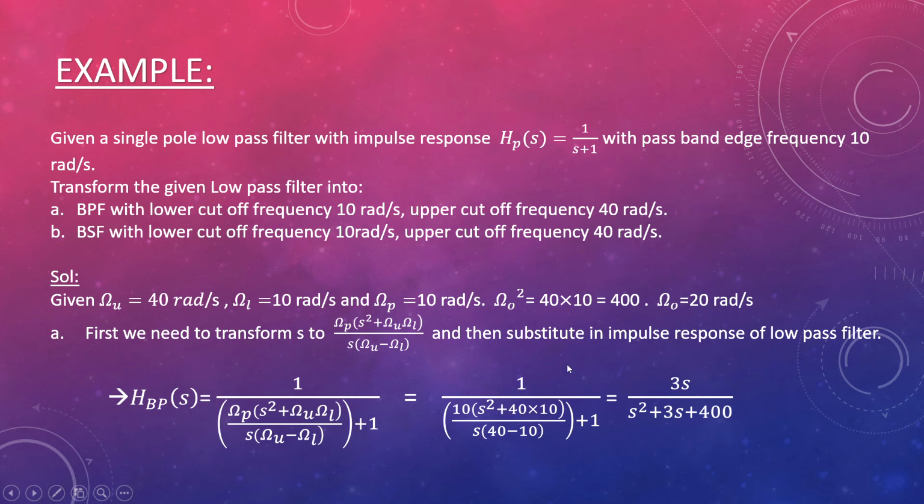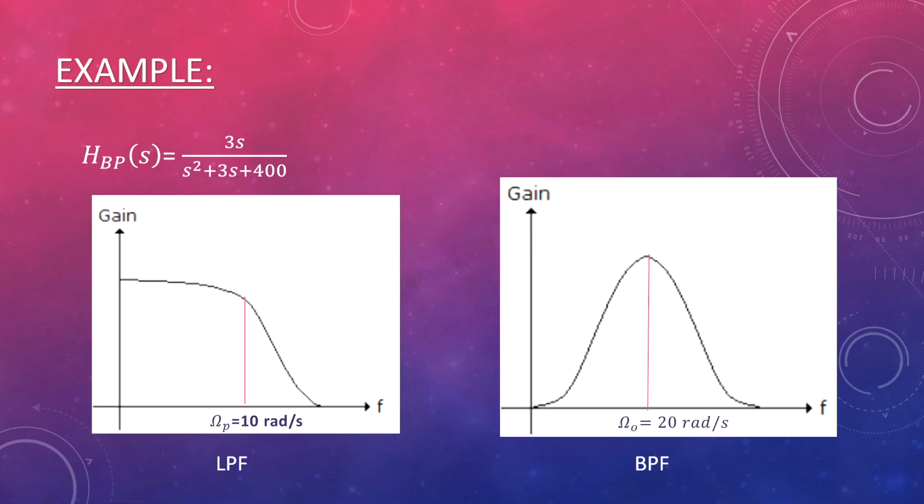After substituting all the values and simplifying, we get this equation. This is the frequency response of the bandpass filter. Now we can see the frequency response of the low pass filter and the corresponding band pass filter which we have transformed.